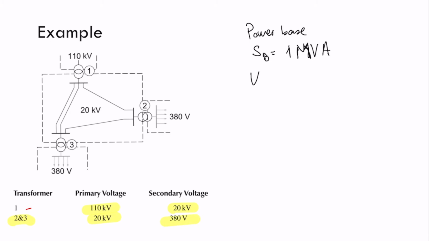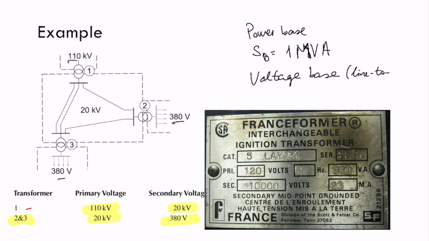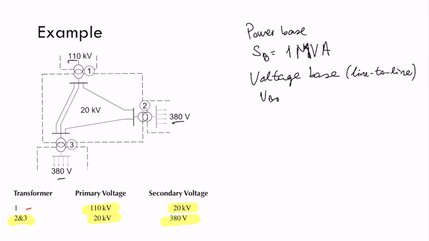Well, the second is to choose the voltage base. In this case, because those values are typically given line to line, I will choose base for 1 equal to 110 kilovolts, base in 2 equal to 20 kilovolts, and base in 3 equal to 380 volts.